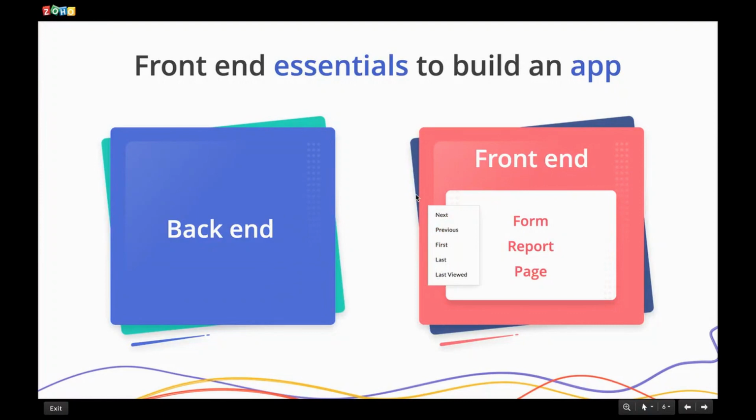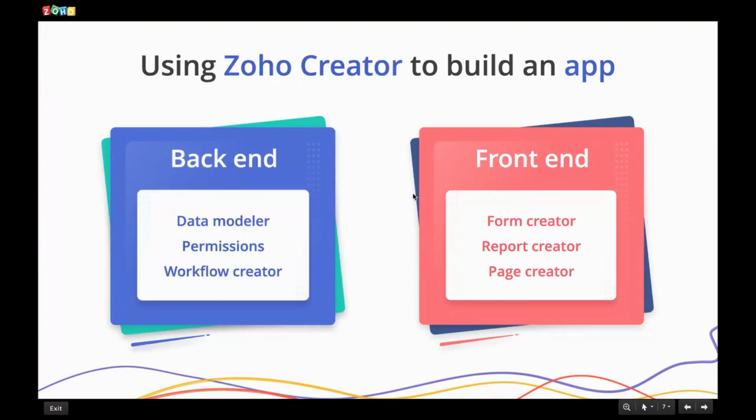Okay? So Creator provides you the data modeler, which automatically gets configured when you go ahead and start creating your forms and then create relationships between them. And you also have the permissions module, using which you can decide who needs to access which components and what level of access they need to have within that component as well. And also you have the workflow creator, which is going to give you the power of Deluge and automate your application using the same. And on the front end, you have the form creator, report creator, and the page creator, using which you are actually building your application.